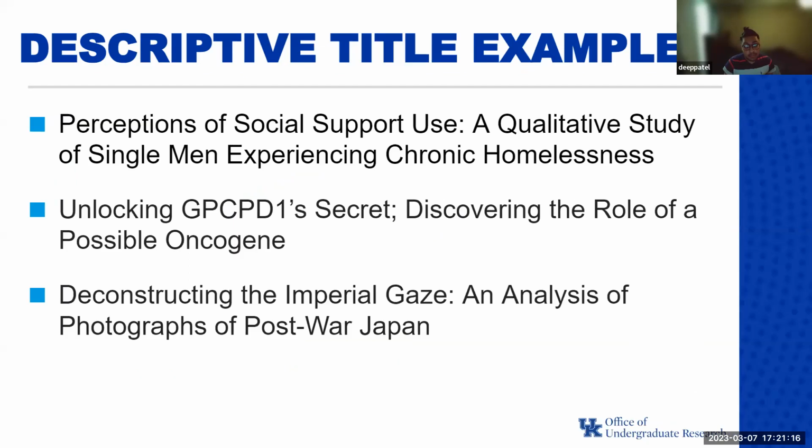And here are some examples of descriptive titles. So we have the perceptions of social support use, a qualitative study of single men experiencing chronic homelessness, unlocking GPC PD1 secret, discovering the role of a possible oncogene, and deconstructing the imperial gaze, an analysis of photographs of post-war Japan.